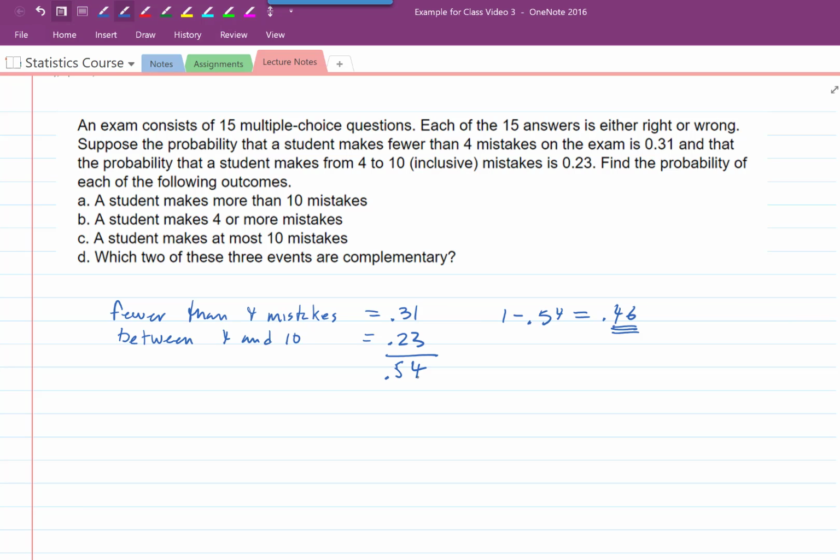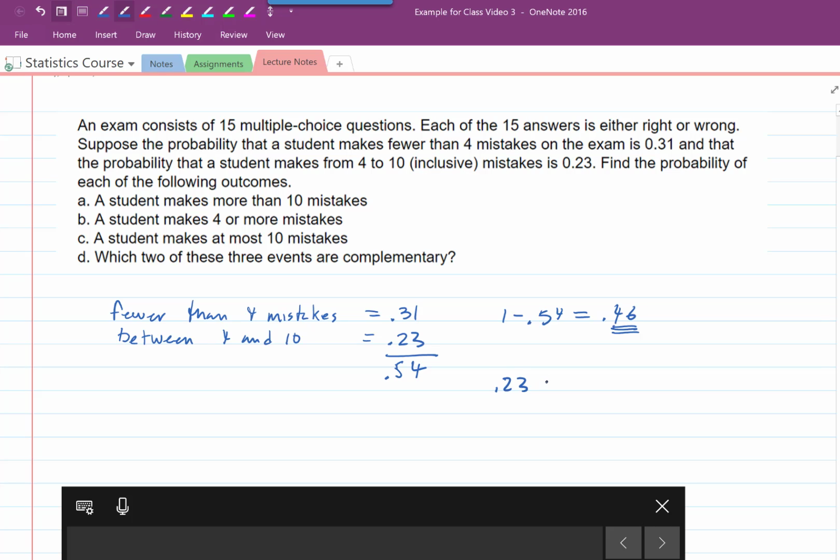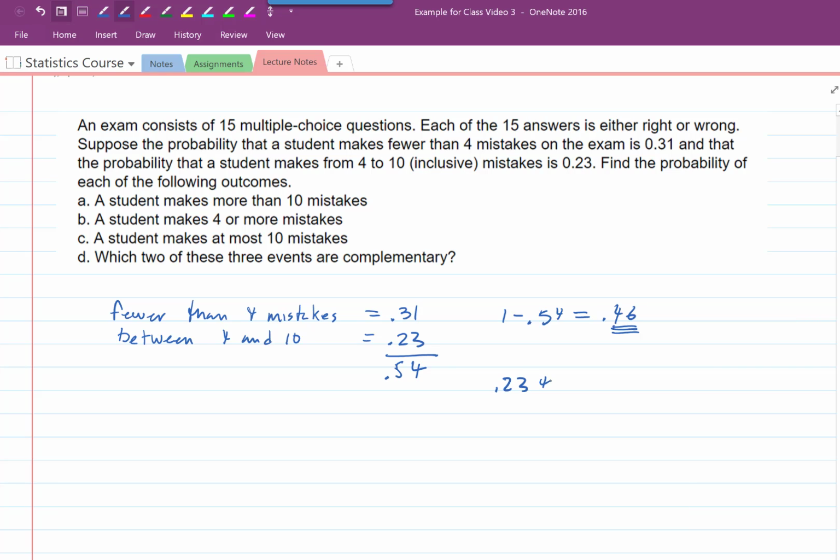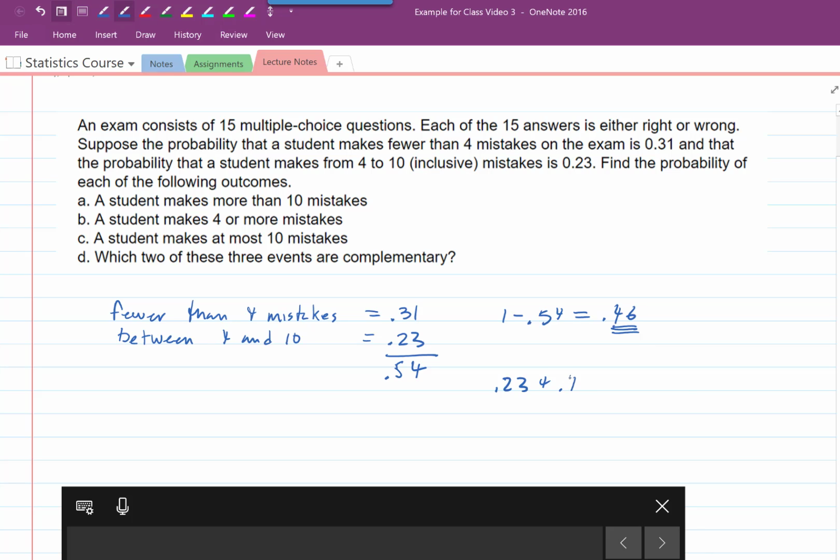What's the probability that a student makes 4 or more mistakes? 4 or more mistakes. Well, we know that the probability of making between 4 and 10 is 0.23. The probability of making greater than 10 mistakes is 0.46.